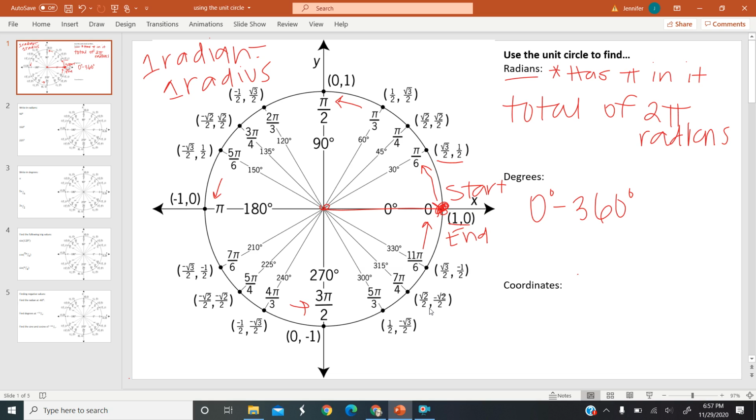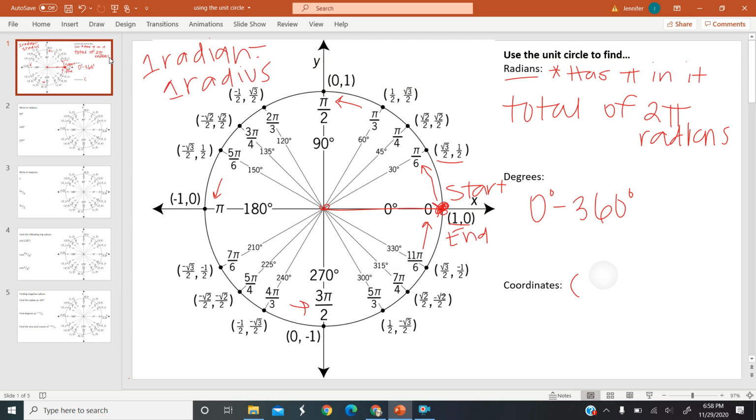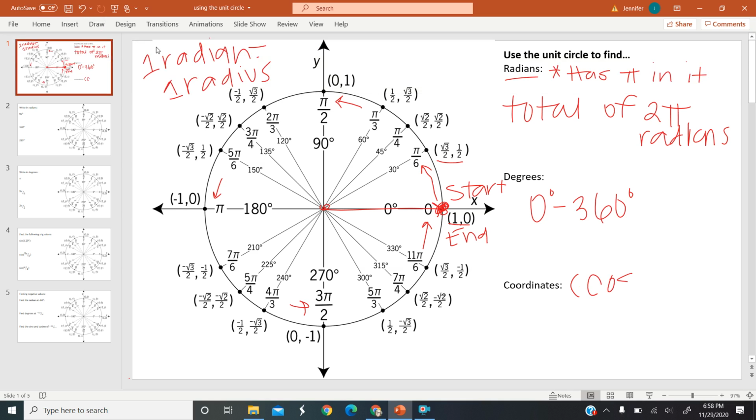For each coordinate, the x value is actually cosine. I was about to write sine. The x value is the cosine at that point, and the y value is the sine. For example, if you had something that asked for the cosine at 30 degrees, you would look at where 30 degrees is on the circle, go to the coordinate, and the cosine is going to be the x value. So it would end up being the square root of 3 over 2.